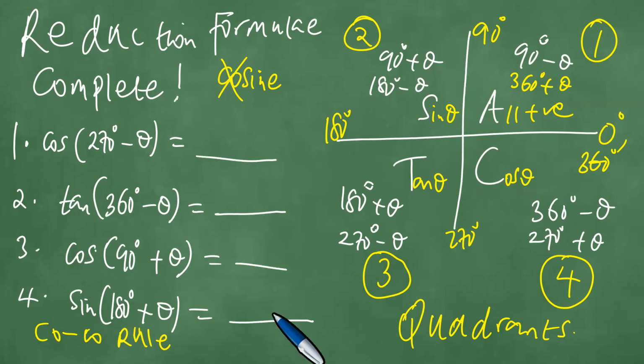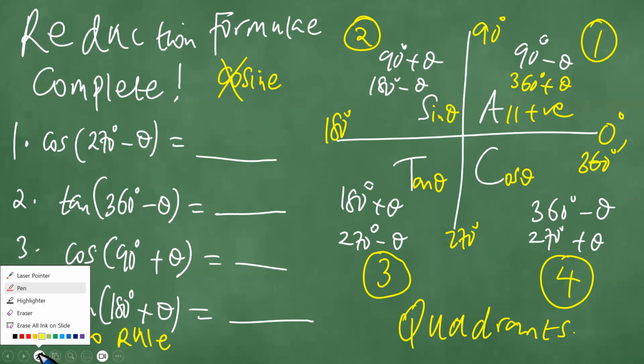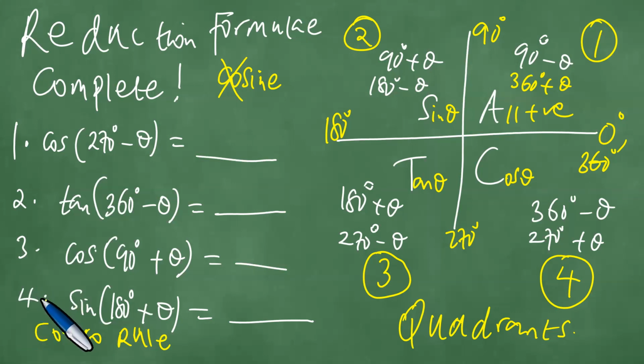Right, number one. Anyone? If you're dealing with cosine of 270 degrees minus theta, what is it going to be? What is the answer? Negative cos theta. Okay, negative cosine theta. Is that your final answer? Yes. Okay, that's awesome. Why do you think the answer is negative cosine theta, Yolande? Because cos is positive at quadrant 4, not quadrant 3.